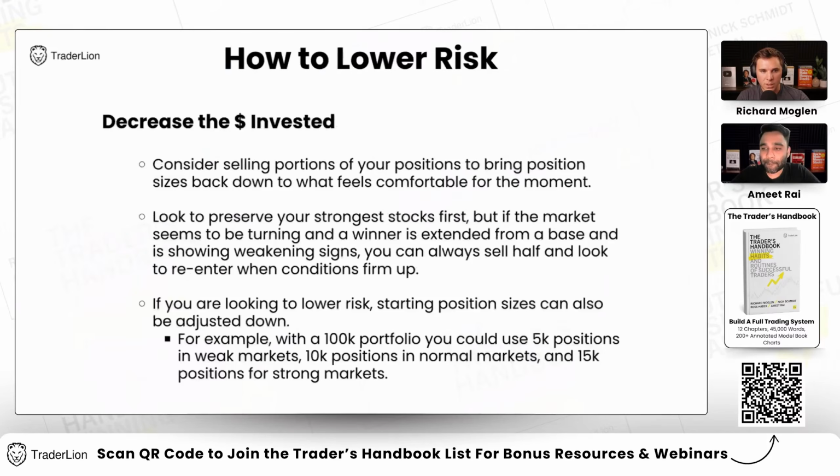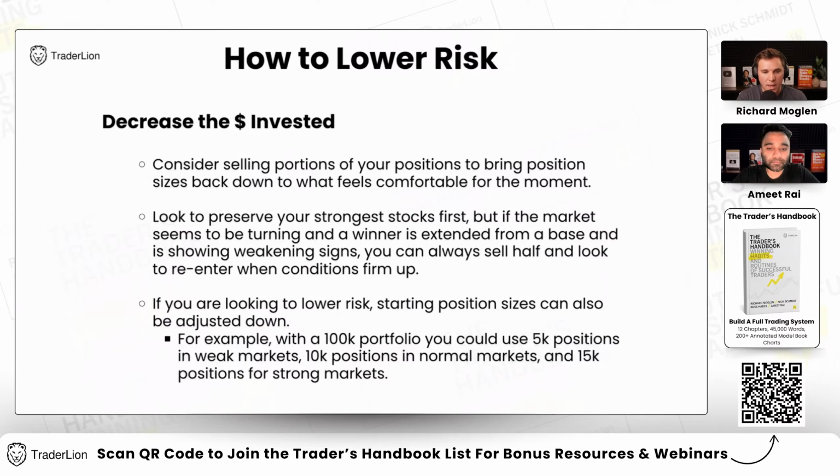All right. So getting into the next pillar, decreasing the dollars invested, this is how you can lower risk based on this factor. One thing you can do is consider selling portions of your positions to bring sizes back down to what feels comfortable in the moment. Maybe you have a winner that has run really fast, looks climactic. You can always sell half, and buy it back if it sets up again. And you want to look to preserve your strongest stocks first. But if the market does seem to be turning and starting a correction, and a winner is extended from a base and is showing weakening signs, like downside reversals, breaks below moving averages, breaks below trend lines, you can always sell half and look to re-enter when conditions firm up, maybe at the next base, maybe at the next pullback to a moving average.